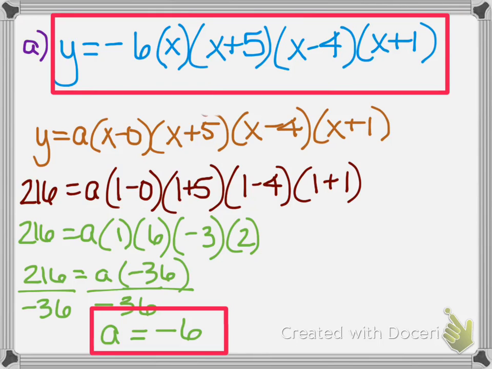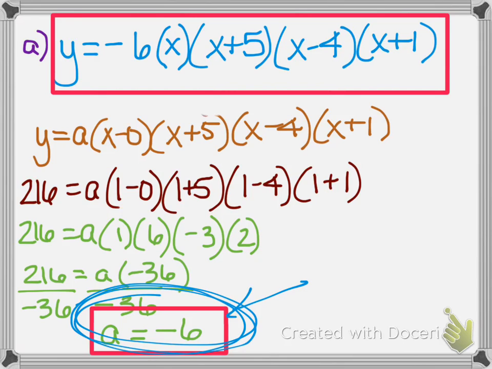Okay? So remember, once you find out what your scale factor is, you have to put that into the equation and rewrite the equation. You can't just stop here. This is not an answer down here. A equals -6 is not an answer. Okay? B and C are done the same way. We just have some different numbers.